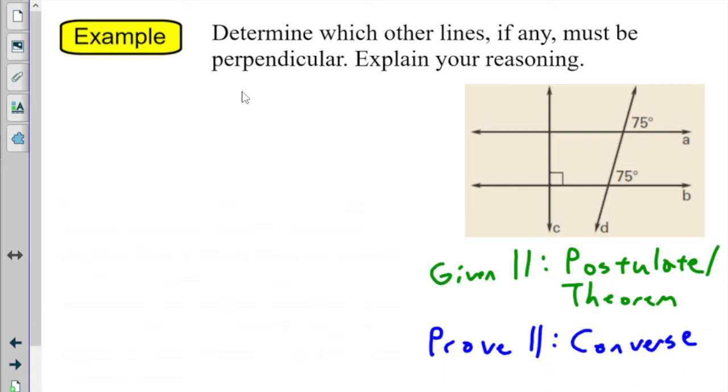But this is the tricky part. Determine which lines, if any, must be perpendicular. Explain your reasoning. So first off, we have a pair of lines that are already perpendicular. We have a pair of lines that are already perpendicular because I already have them marked as being right angles. So I can go ahead and say that those lines are perpendicular. B and C, they're already perpendicular. So we're already good to go there.